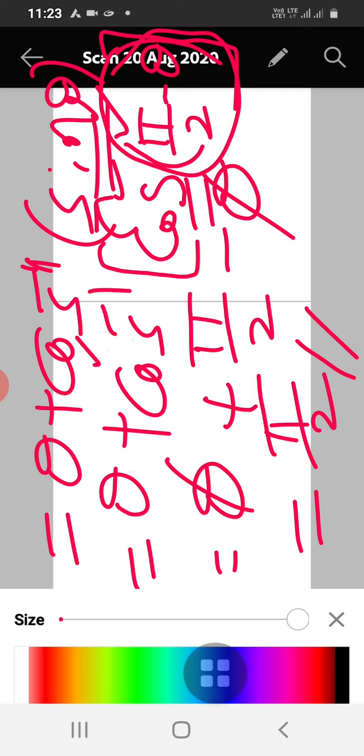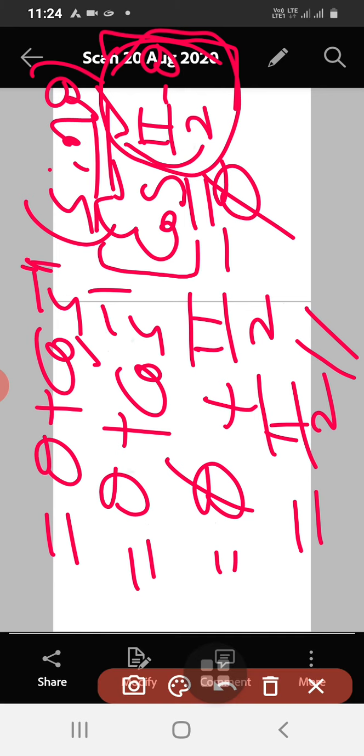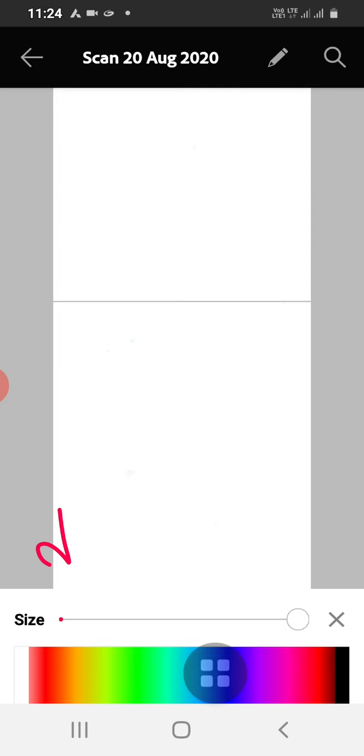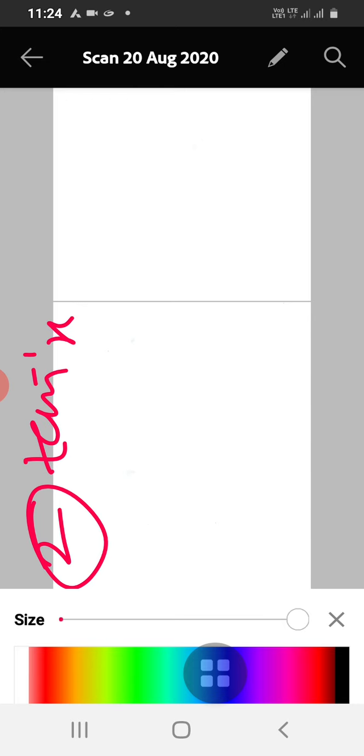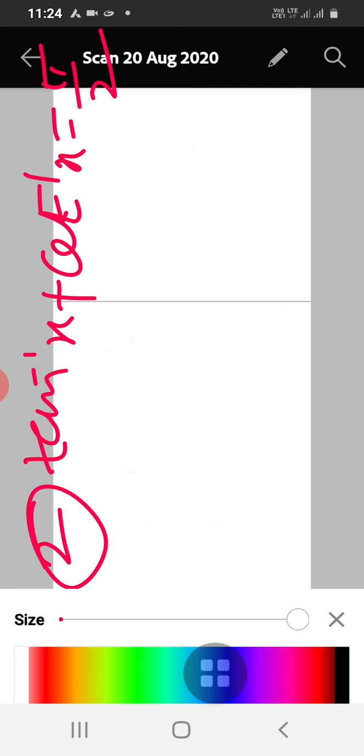Therefore, we got the result as sin inverse x plus cos inverse x is equal to pi by 2. So, very simple result. Similarly, we can prove the other two. So let us consider the second one. I will prove the second one here. So what was the second one? The second one is tan inverse x plus cot inverse x is equal to pi by 2.